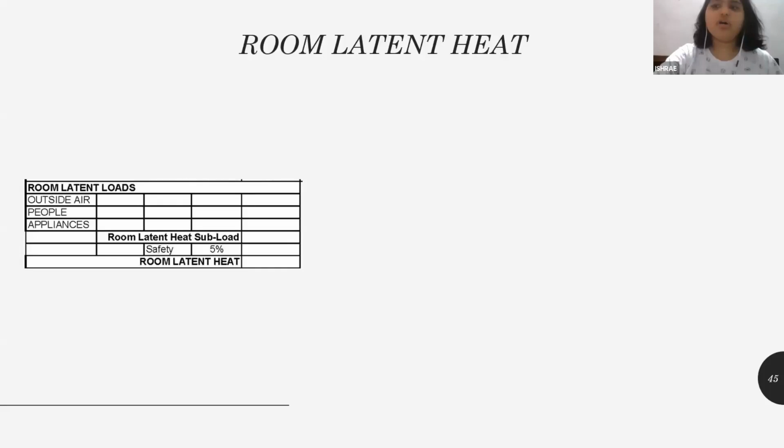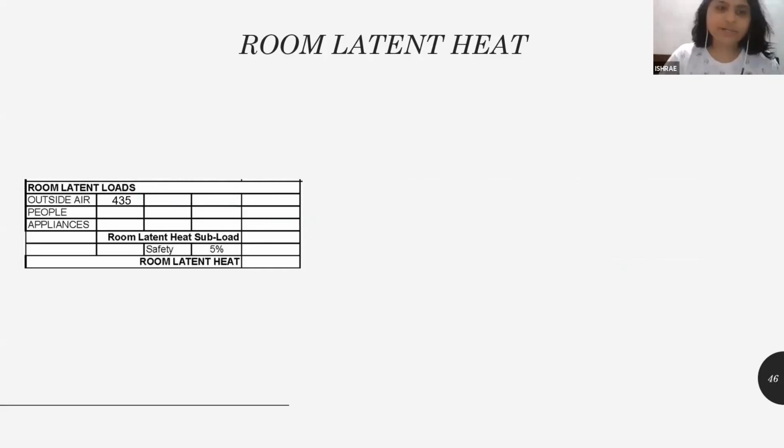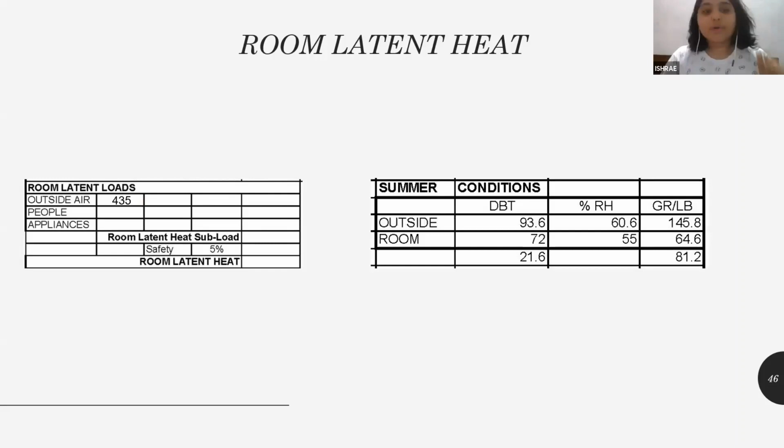If anything produces any kind of steam or any other form of latent heat, you all can add that into the appliances load. Okay, so first we'll talk about the outside air. For infiltrated air, how do we calculate the latent load? Here, first of all, I put in the fresh air CFM because we are going to pump it in from outside. Then we are going to multiply this with grains per pound. Why? Because we are talking about the moisture content here.